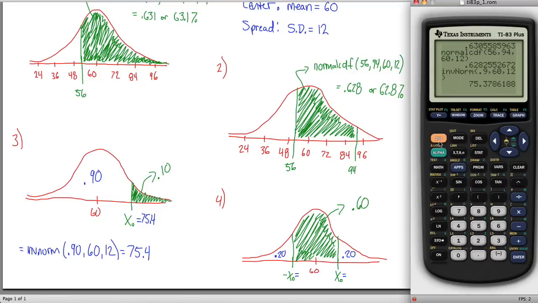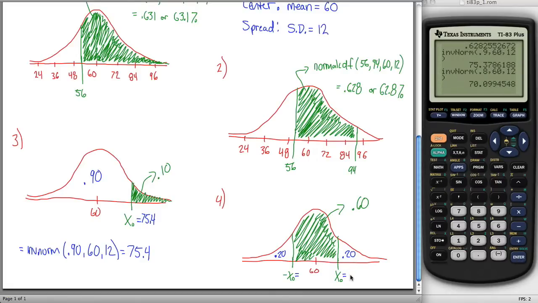Anyways, let's do it. I'll do this shortcut, copy that entry from last time, and put in a 0.8 here. And what that will give me is X naught, the dog's weight that has 80% of the population below it. And in this case, it's equal to 70.1 pounds.